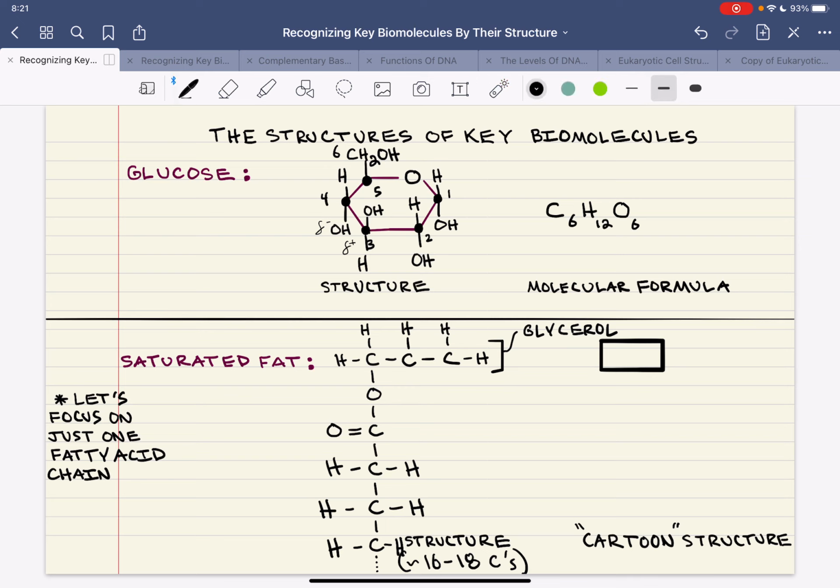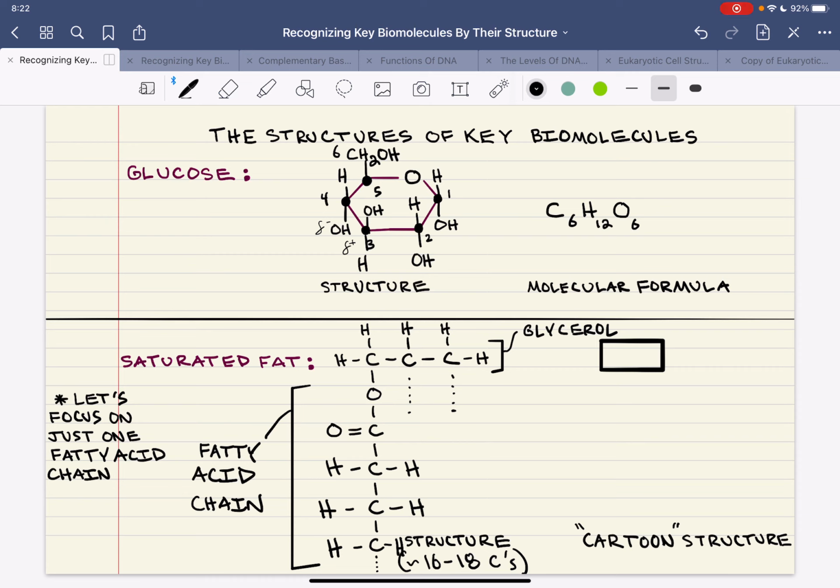Last thing I want to do here, or second to last thing, I want to label this whole section. So this is a fatty acid chain. And remember, if we were to complete this diagram, a fat has 3 of these. So it would have a second one here and a third one here.